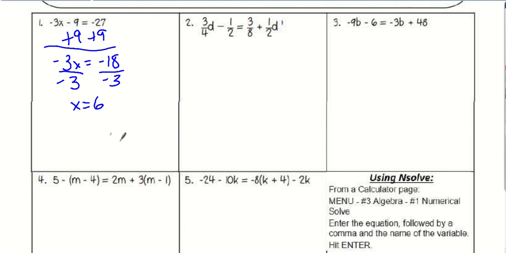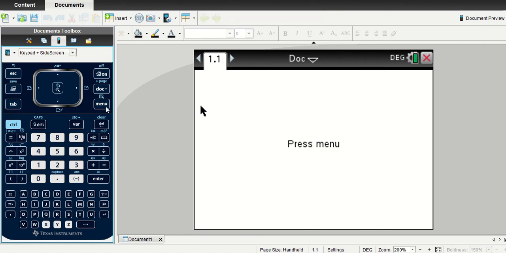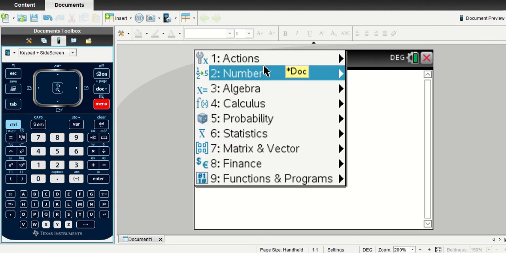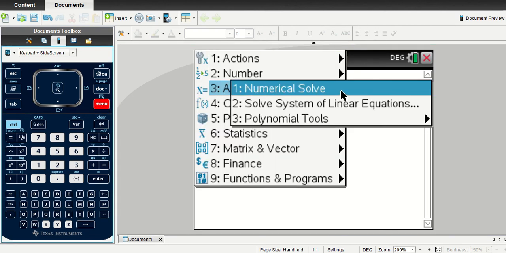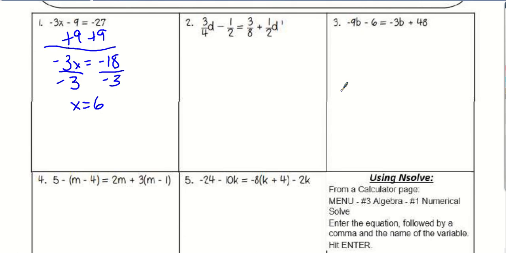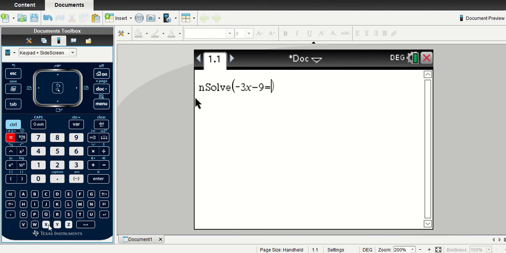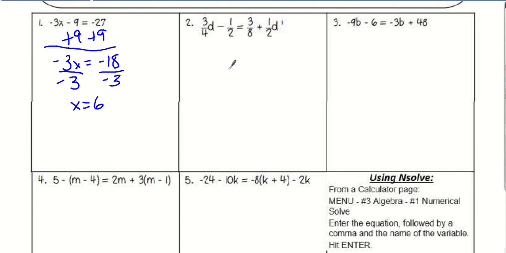We are going to talk about using nsolve to check our answers. So we can do this. So let me just get the calculator up here and then we'll take a look. So from the calculator screen, we're going to go ahead and open up a calculator page. We're going to go to Menu, Algebra, and the first option is Numerical Solve, which we're going to choose. And then we're going to type in our equation. So -3x minus 9 equals -27. We have to put a comma and then the variable, which is x, and we'll get our answer back, which is 6. So there's our check, okay?